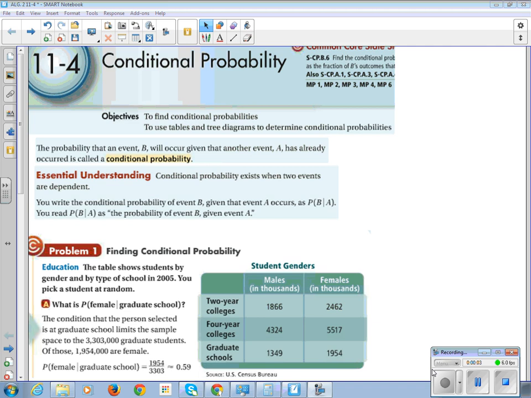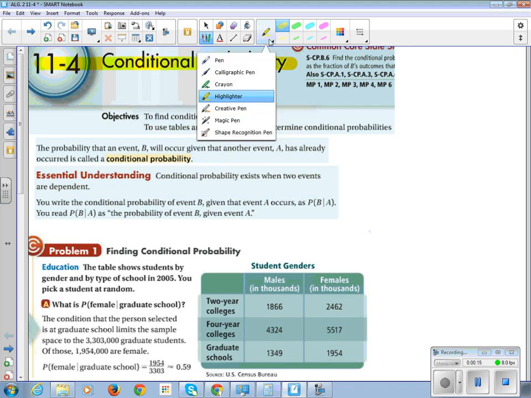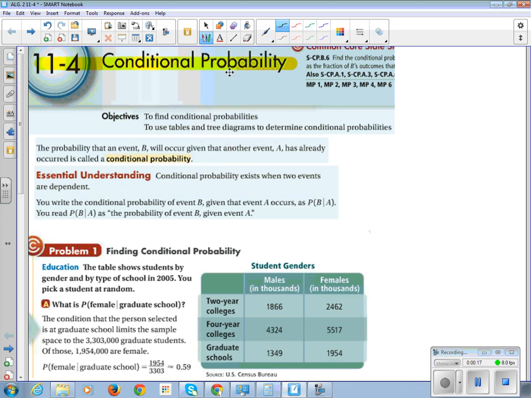Alrighty, so this is Algebra 2, Chapter 11, Section 4. It's called Conditional Probability. And if you could please put "notes" in your title, that will help me identify what it is I'm grading.